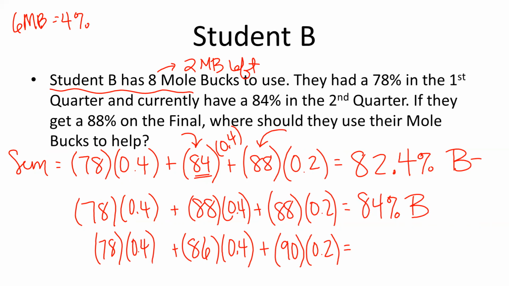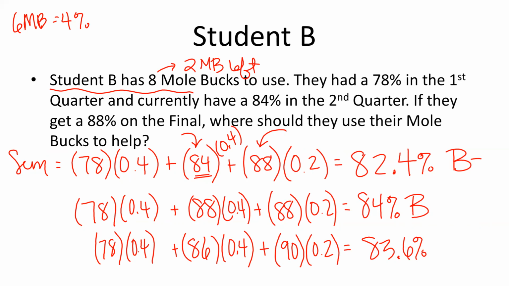Okay, so this time they get an 83.6, which would round up to an 84, a B, so that's basically the same. So really, that didn't make much of a difference where we put the MOLDUX. So, you know, it is good to know that the second quarter grade has more weight because it's 40% of the grade, versus the final.